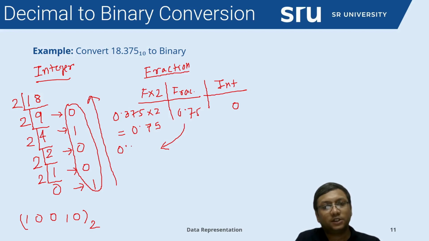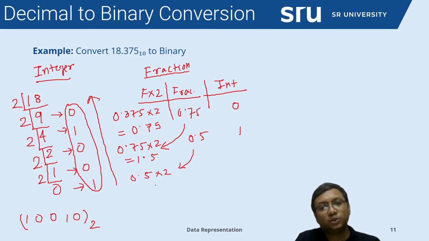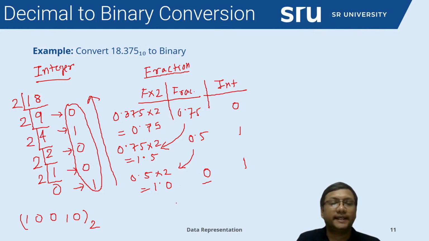So now we will make 0.75 into 2. So the result is 1.5. So the fraction part is 0.5 here and the integer is 1. So now the 0.5 will come here. So 0.5 into 2 is equal to 1. So the fraction part is 0 definitely, because 1 means 1.0, and the integer part is 1. So now the fraction part is 0. So if I bring it to the next step, going forward it will be all 0.